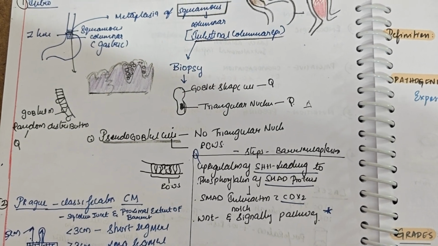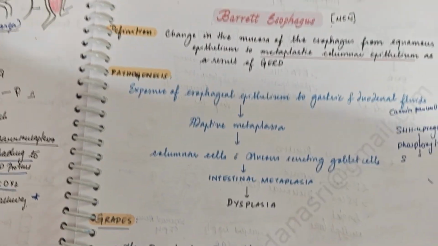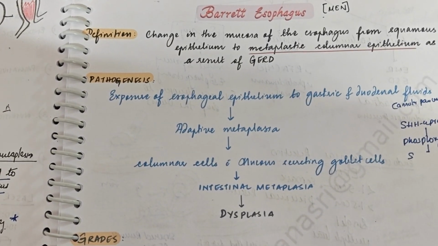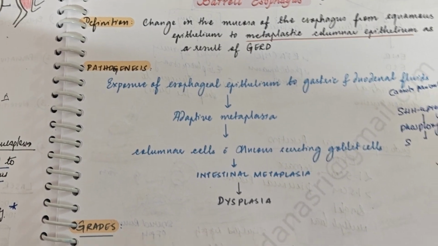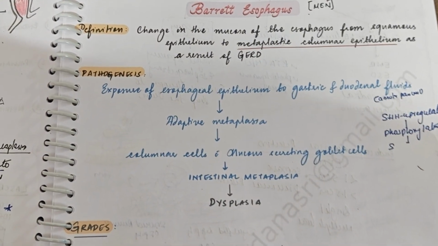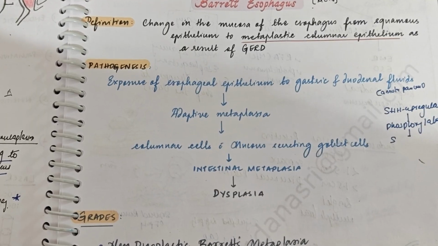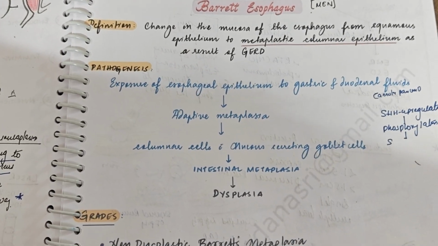So that's the point we need to understand in the definition. Ultimately, the change in the mucosa of the esophagus from squamous epithelium to metaplastic intestinal columnar epithelium as a result of GERD is known as Barrett's esophagus.